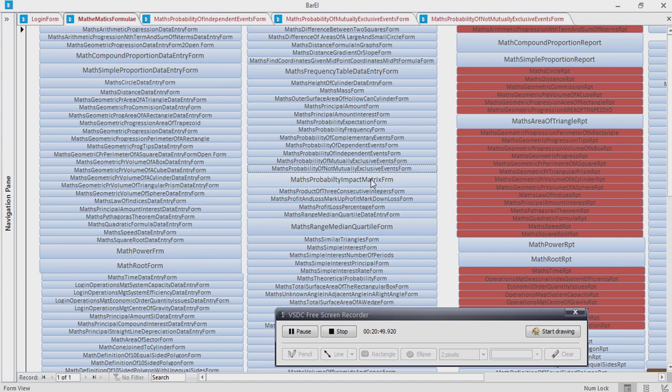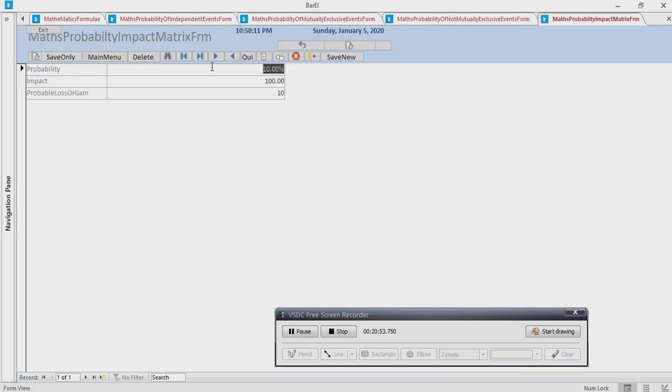Probability impact matrix. Let us say the probability is 30, and the impact is 100. Then the probability is 30.